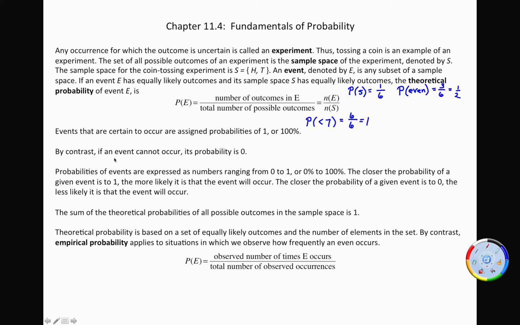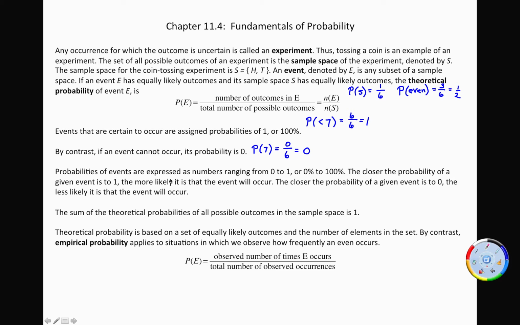By contrast, if an event cannot occur, its probability is 0. So what's the probability that you roll a 7? Well, how many elements in the sample space are a 7? None of them. Out of 6 possibilities, 0.